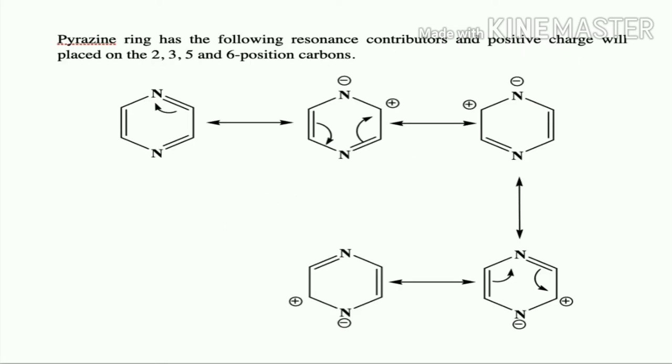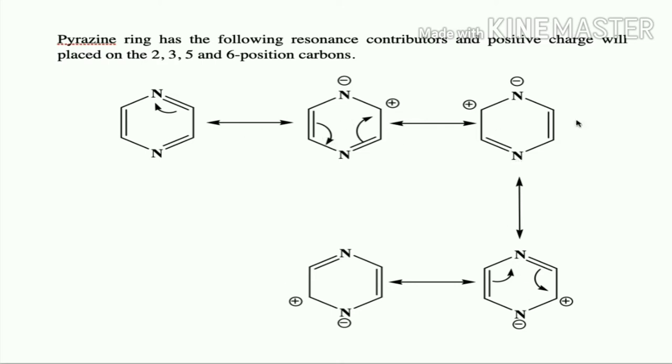And if you come to the resonance structures, pyrazine has the following resonance contributors, and the positive charge will be placed on the 2nd, 3rd, 5th and 6th position carbons. So these are the possible resonance structures. There are 2 more resonance structures possible, but they are not that stable, because in those resonance structures the positive charge will be placed on the nitrogen. So it is not favorable. Hence, these are the major resonance contributors.